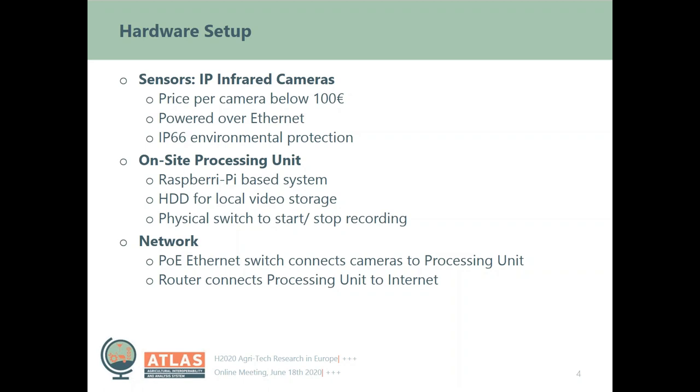We're also going to install a processing unit on the site. This is going to be based on the Raspberry Pi, connected to a hard drive for storing videos locally, because they do not have a very high bandwidth on the internet. We are going to store videos locally temporarily and then push them over the internet at certain times only. And as I said, since the farmers wanted a way to stop the recording, we are going to include a physical on-off switch for the recording. Yes, and the sensors are connected over Ethernet to the processing unit, and the processing unit is connected to the internet.